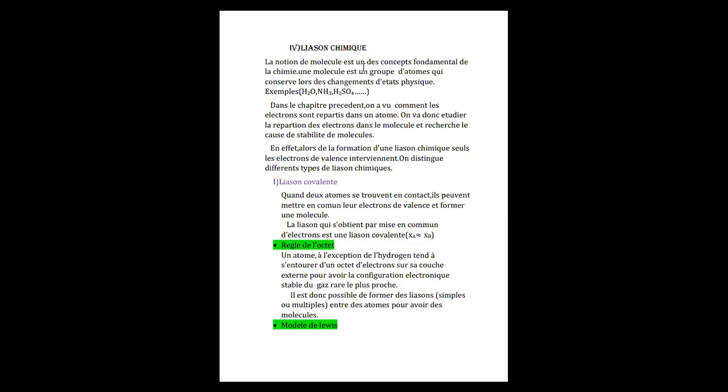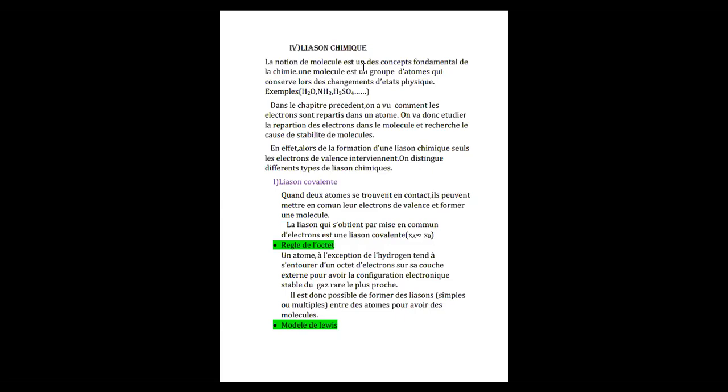This molecule can be formed by two atoms which are the same or two atoms which are different. They can form a molecule. So that's why, if you remember, first I said, if they ask you a question, what's the difference between a molecule and a compound?